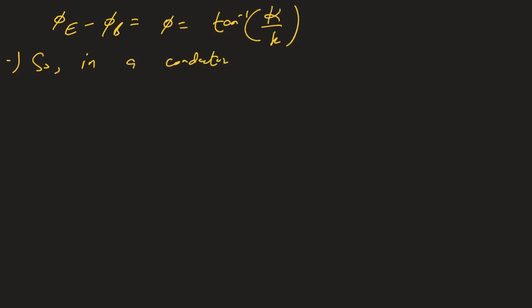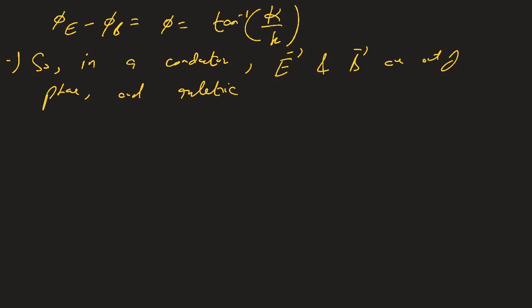So in a conductor, E and B are out of phase, and the relative amplitude, not the intensity, is as follows: the amplitude of B over the amplitude of E is equal to A over omega, where A is the square root of mod k squared plus kappa squared.